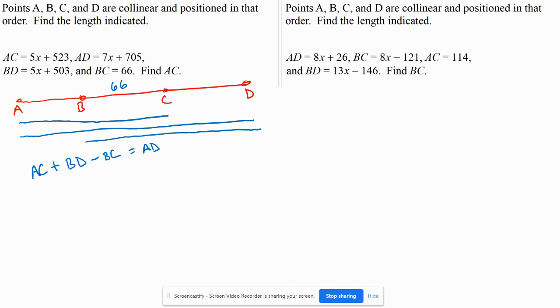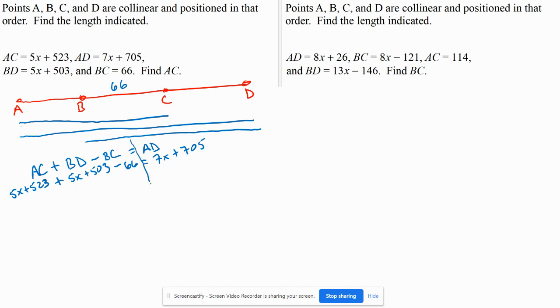All right, so I see my segments here. About AC, let me write down. What do I know about AC? I know it is 5x plus 520. What do I know about BD? Because I know something about the segment BD. That is 5x plus 503, minus BC. I know that's 66. I know something about AD. AD, I know it's 7x plus 705.